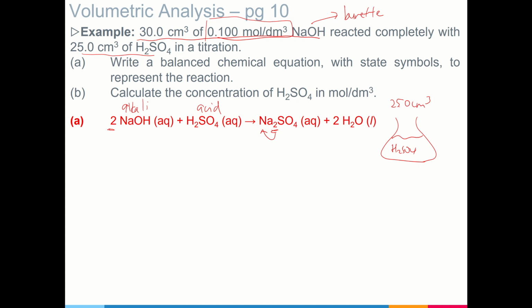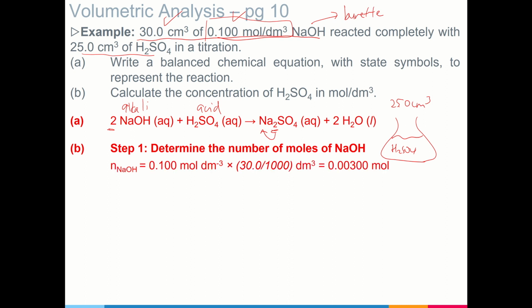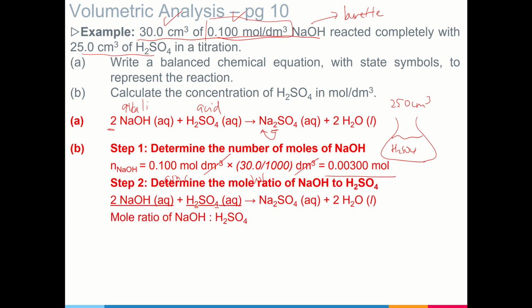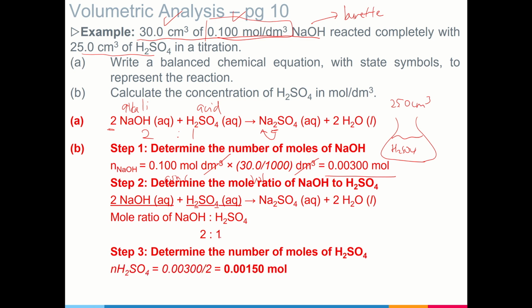Since I have the volume and I have the concentration, I can calculate the number of moles. Concentration multiplied by the volume gives me the number of moles. Using mole ratio, NaOH to H2SO4 is 2:1. So if the number of moles of NaOH is 0.0030, I divide by 2, and the number of moles of H2SO4 is 0.00150. Do I stop here? No. The question asks for the concentration.